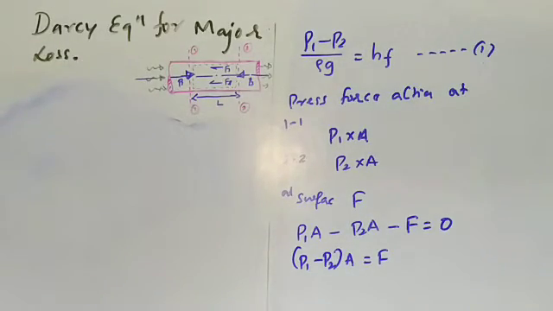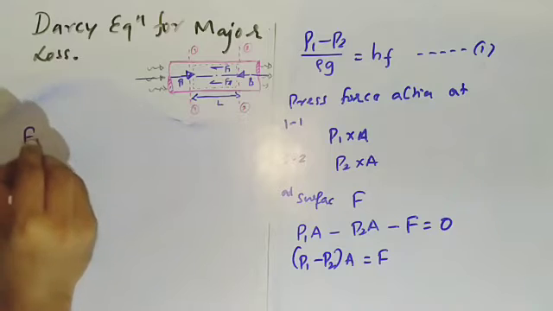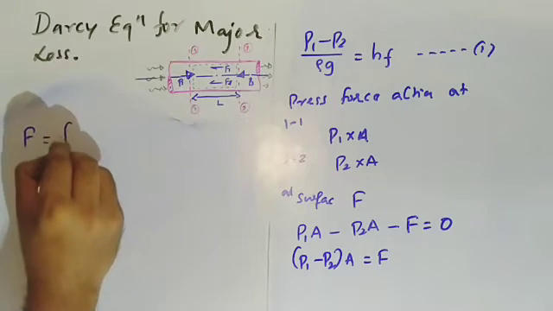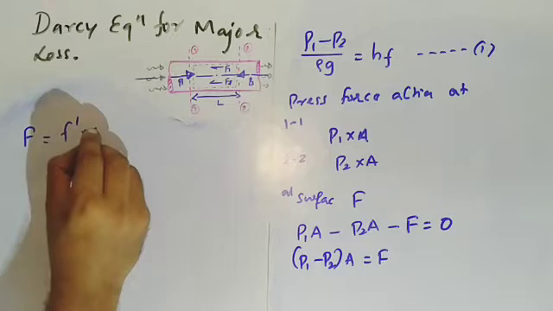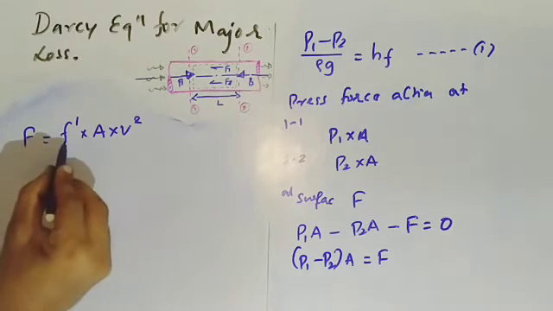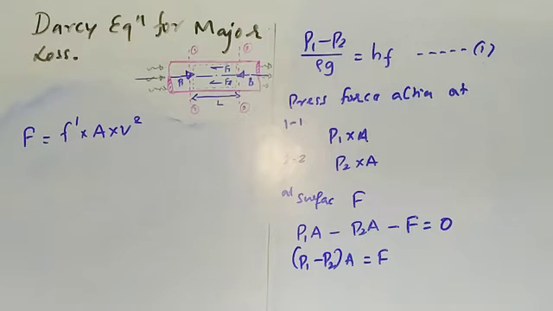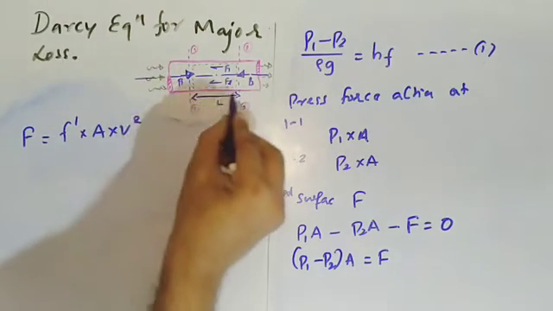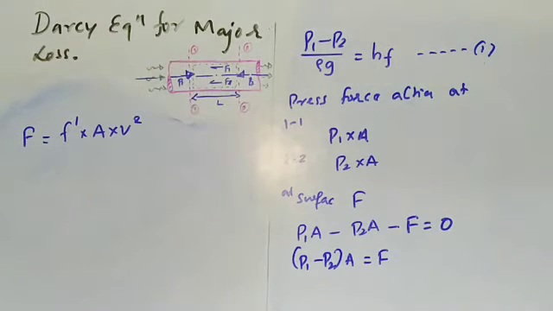Now this frictional resistance is experimentally identified by the equation F is equal to F dash into area into velocity square, where F dash is a frictional resistance per unit area per unit length, and area is the amount of area wetted, okay, and V is the velocity of flow.